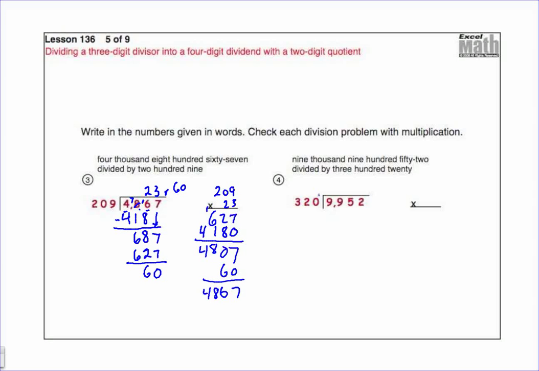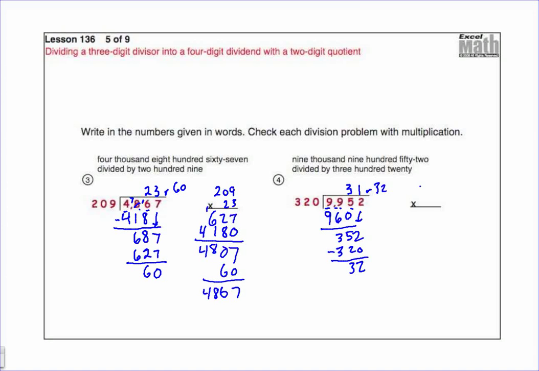4,867. 320 into 9,952. So we're putting 320 into 995 first. And 300, 600, 900, it goes in 3 times. And 3 times 320 is going to be 960, because 3 times 20 is 60, and 3 times 300 is 900. So you got the 5 there, and a 3, and then you're going to bring down the 2. And obviously 320 goes into 352 one time. There you go. And 3, so we have a remainder of 32.